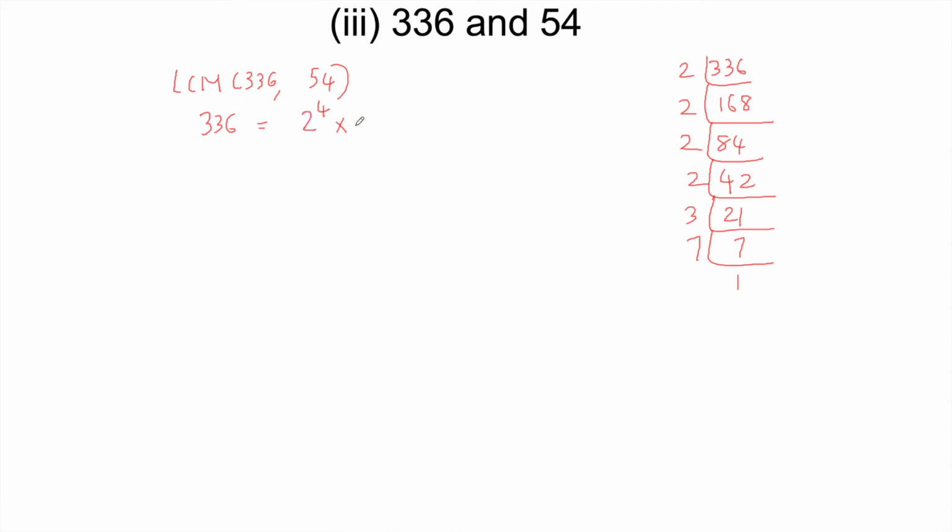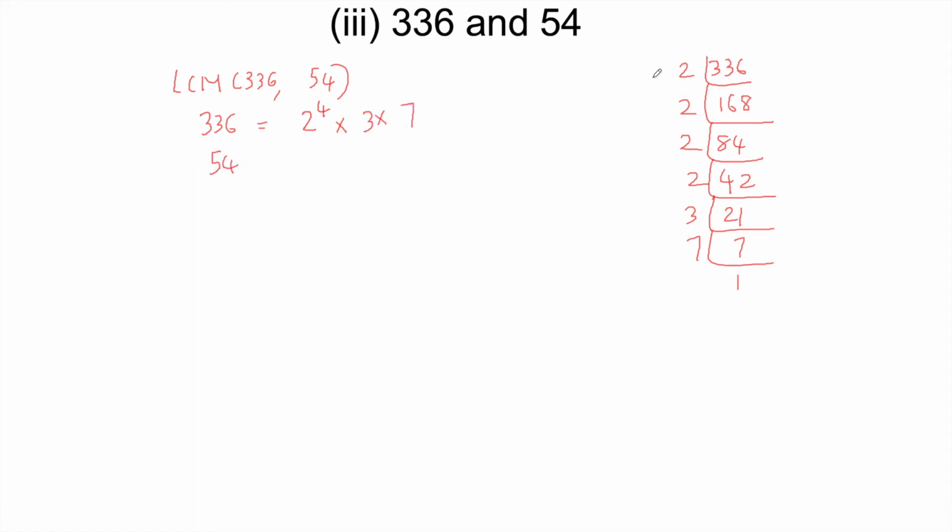336 divided by 2 is 168. 168 by 2 is 84. 84 by 2 is 42. 42 by 2 is 21. 21 will go in 3 and it's 7. 7 is a prime factor. It will go in 7 and 1. Okay, so 336 we can write as 2 raised to 4 into 3 into 7.